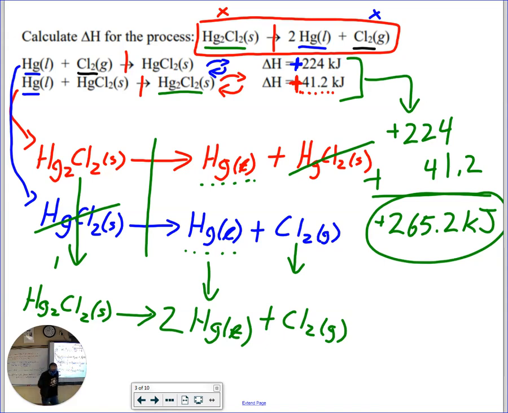Yes, sir? How do you know if and when you're supposed to flip them? Okay. If and when you're supposed to flip them, you look to see what side of the reaction. See how this one here is on my reactant side, but down here is on my product side? That's why I had to flip that around to get him over here. Okay. Anybody else? Good questions.